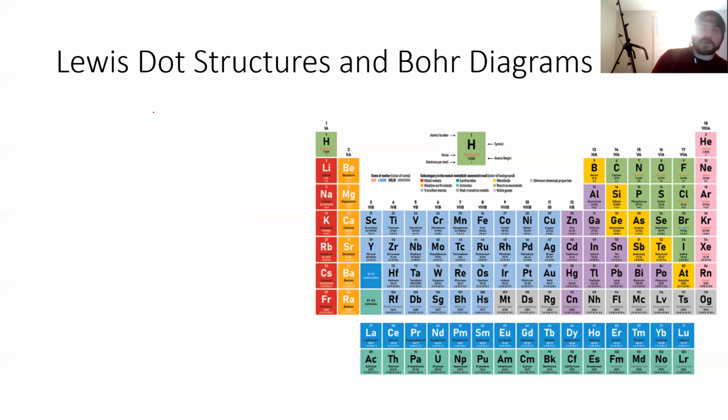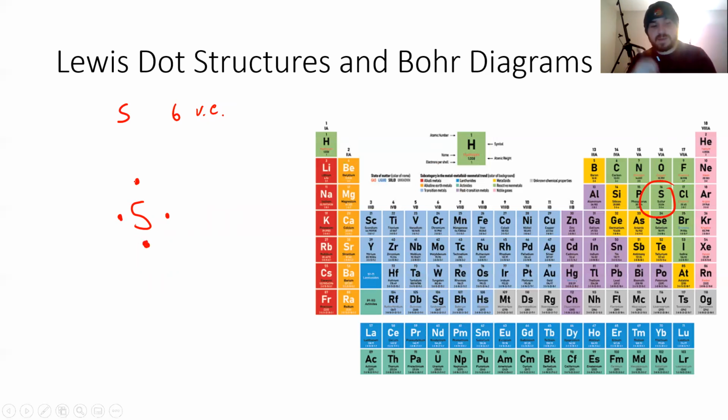Now it does get a tiny bit more complicated. So if we take sulfur, sulfur is right here. It's in the oxygen family. It has 6 valence electrons. Sorry, counted wrong. So we have 6 valence electrons in sulfur. So we'll draw our S. We'll put 1 here, 1 here, 1 here, 1 here.